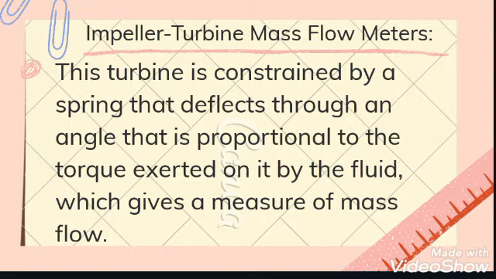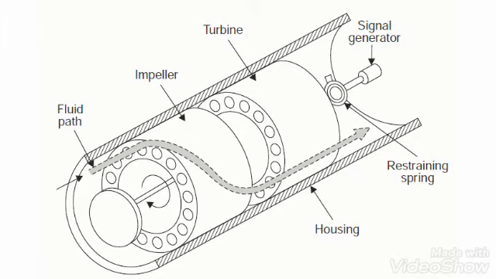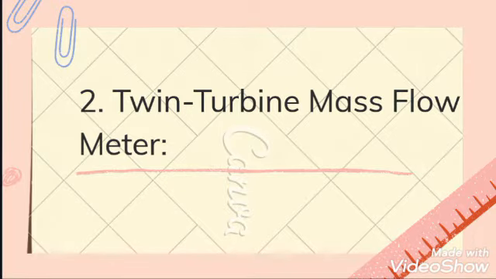This turbine is constrained by a spring that deflects through an angle that is proportional to the torque exerted on the turbine by the fluid, which gives a measure of the mass flow. Once again we see there is a fluid path through the channels of the impeller, which is run by a motor, and the turbine eliminates its angular momentum, so it exerts a torque on the turbine which is connected with the restraining spring. So this restraining spring gives a signal and this signal is proportional to the flow.